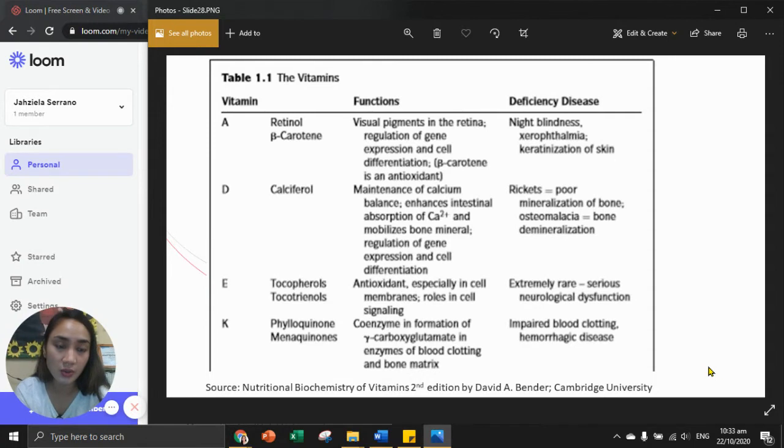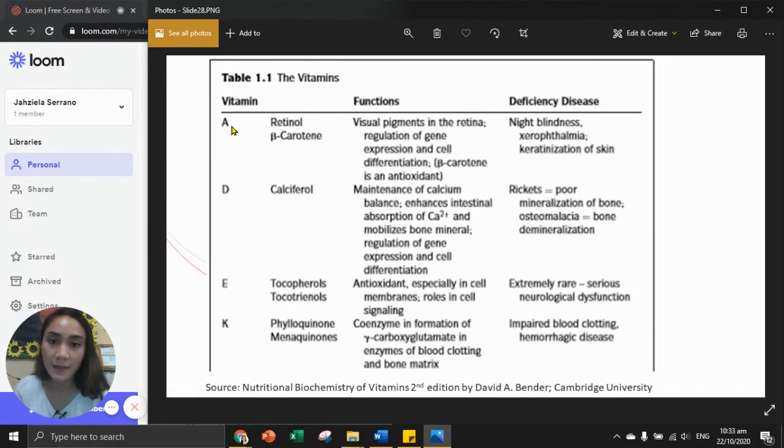This is also included in your readings. So, keep in mind na yung binigay kong module sa inyo, it's the one that is detailed, no? Sobrang detalyado na nun, kasama na yung methods of analysis, degradation ng each vitamin. But in this lecture, I will just be summarizing everything that you need to know, no? Just the basic information.